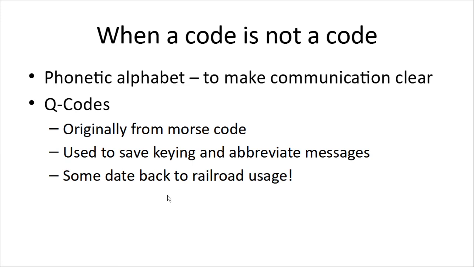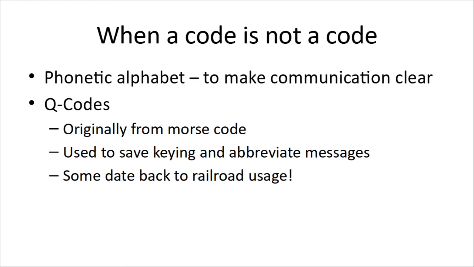Okay, when's a code not a code? So we said we're not allowed to use encryption, or we can use encryption as long as it's published. But there are other kinds of codes that amateur radio operators use. There's the phonetic alphabet. You'll be seeing some of this: A for alpha, B for bravo, and so on. And that's used to make communication clear.